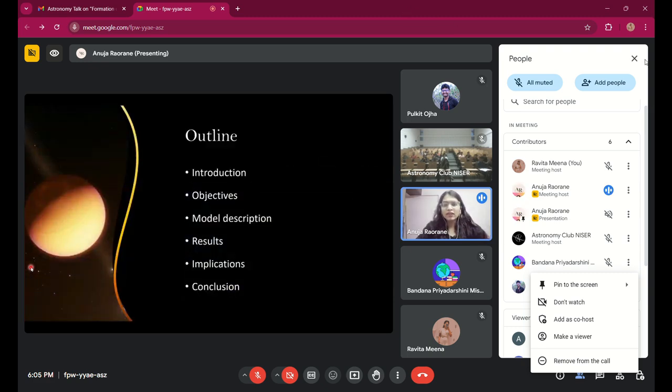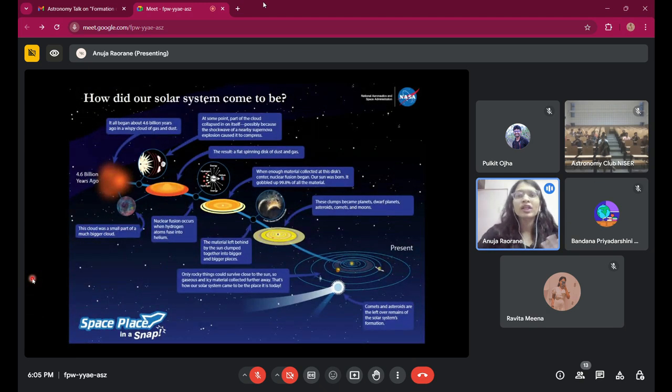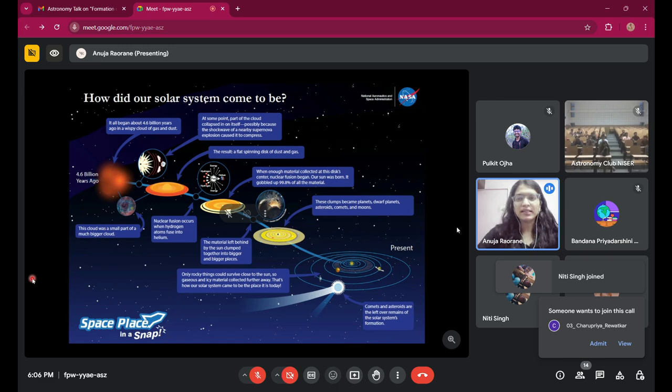So I'll start with giving you an introduction, objectives, and the model. It's a numerical work, so I'll give a slight model description. We'll talk about the results, implications, and conclusion. So to give an overall picture of what we are going to talk about, this is about our solar system. How did our solar system come to be? This is a very detailed but yet very basic picture.